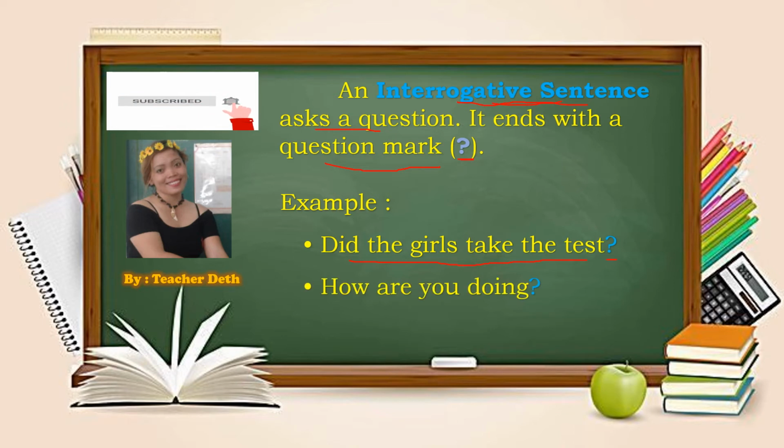Another example. Let us read. Very good. How are you doing? So you are asking here. Since you are asking, that sentence is an interrogative sentence. An interrogative sentence is a sentence that asks, right? Then again, since you are asking, the punctuation mark that you are using is, very good, a question mark.